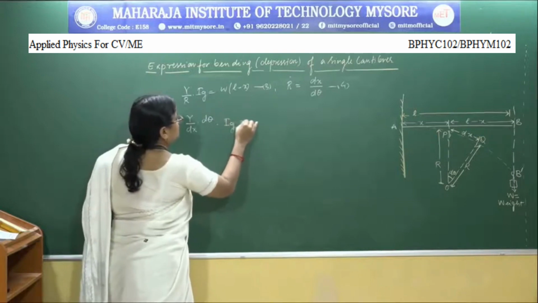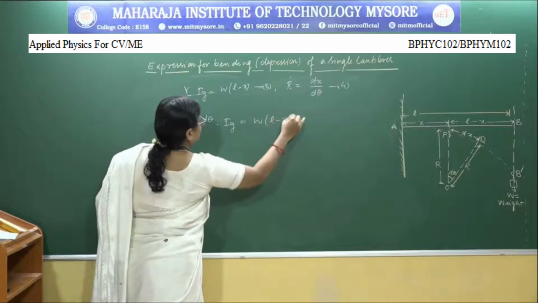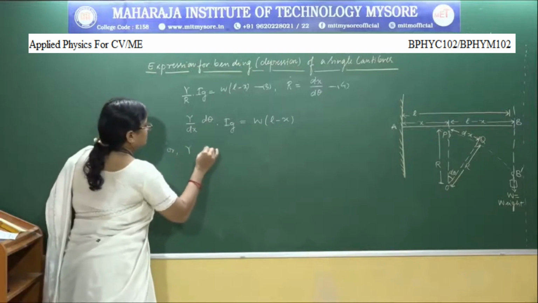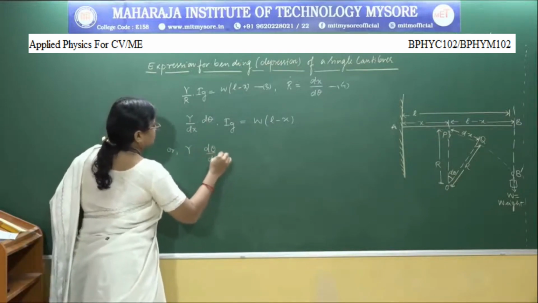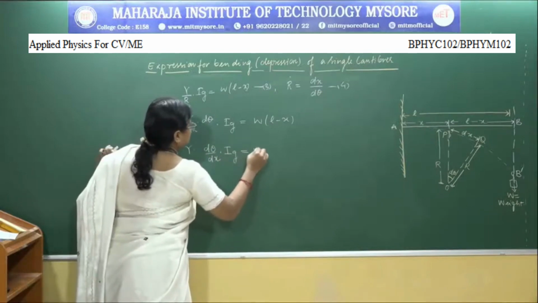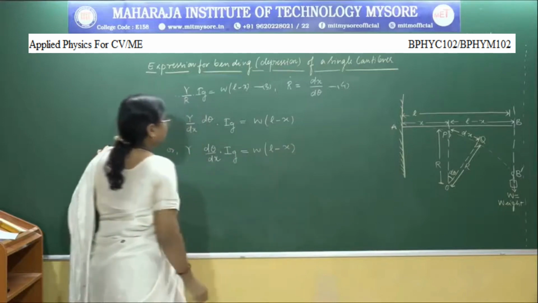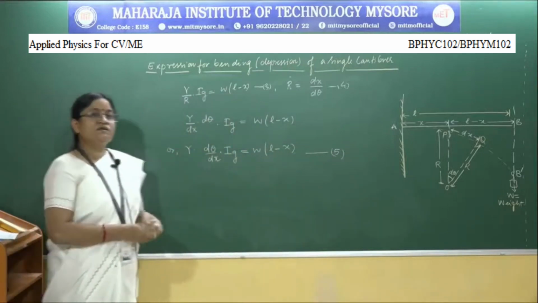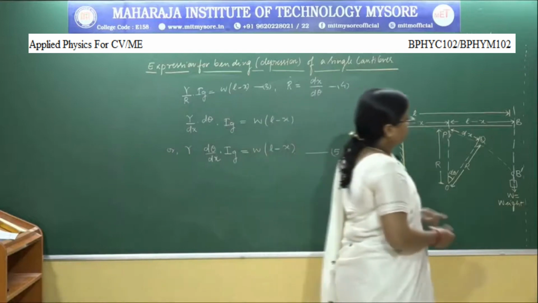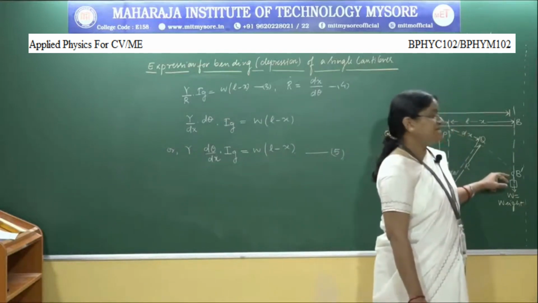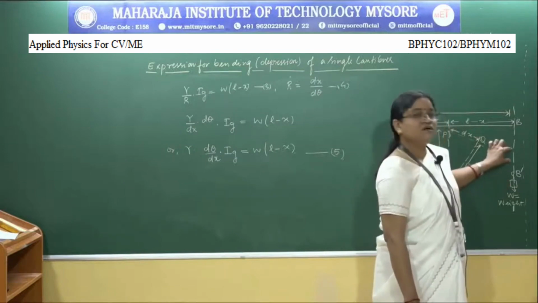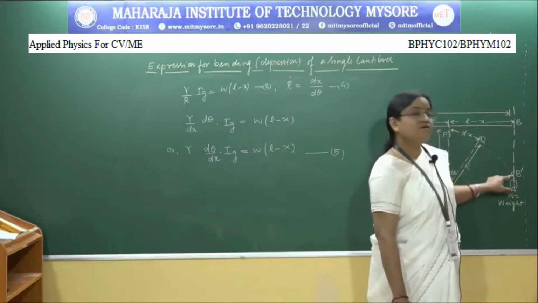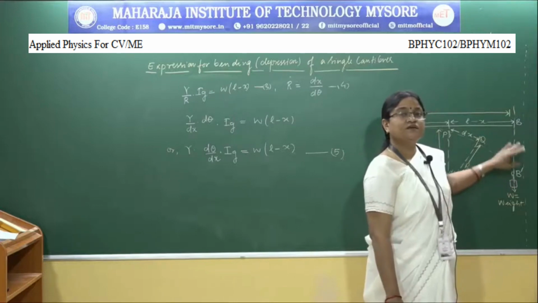So Ig, and that is equal to W into L minus x, or we can write it as Y d theta by dx into Ig is equal to W into L minus x. So we complete the second step. Now first, what we have to consider is, when the beam undergoes bending, what could be the small change in the bending, and then when we integrate over the whole range, we will get the complete bending.